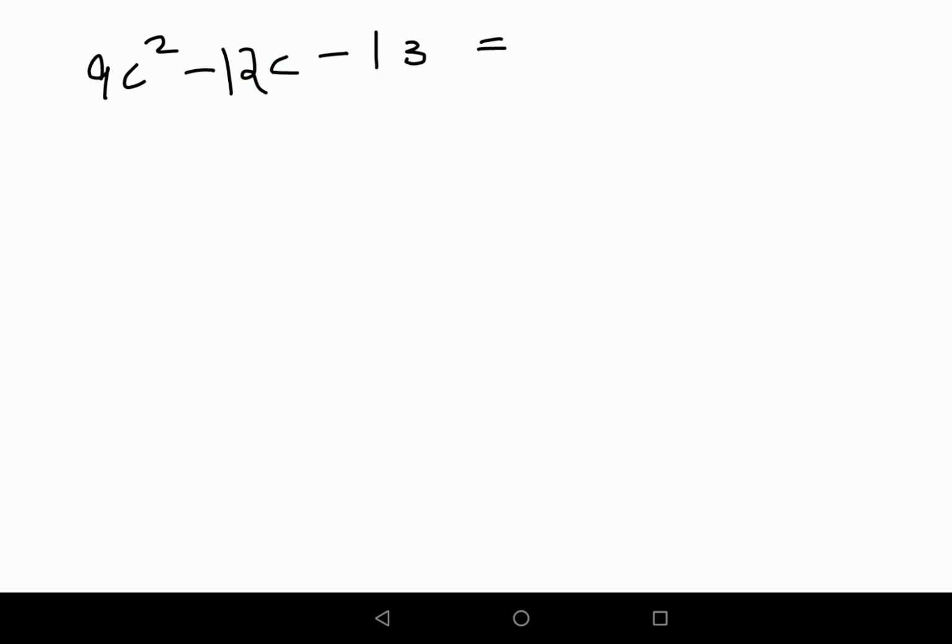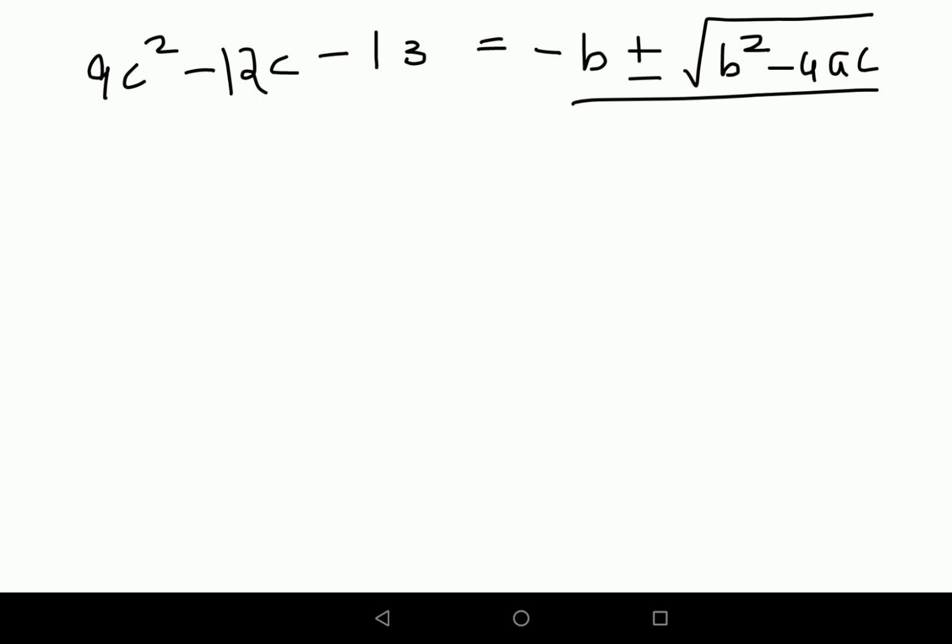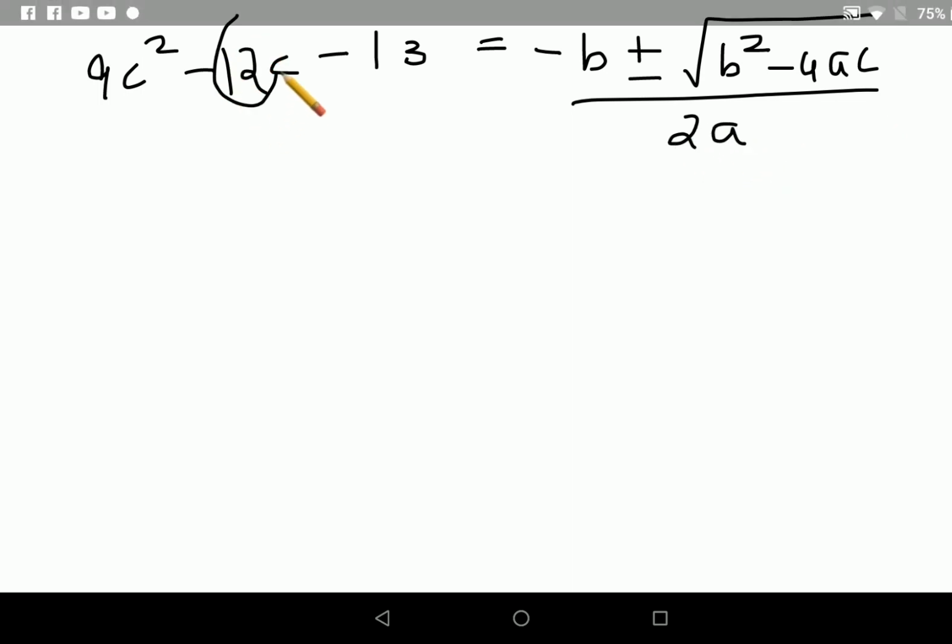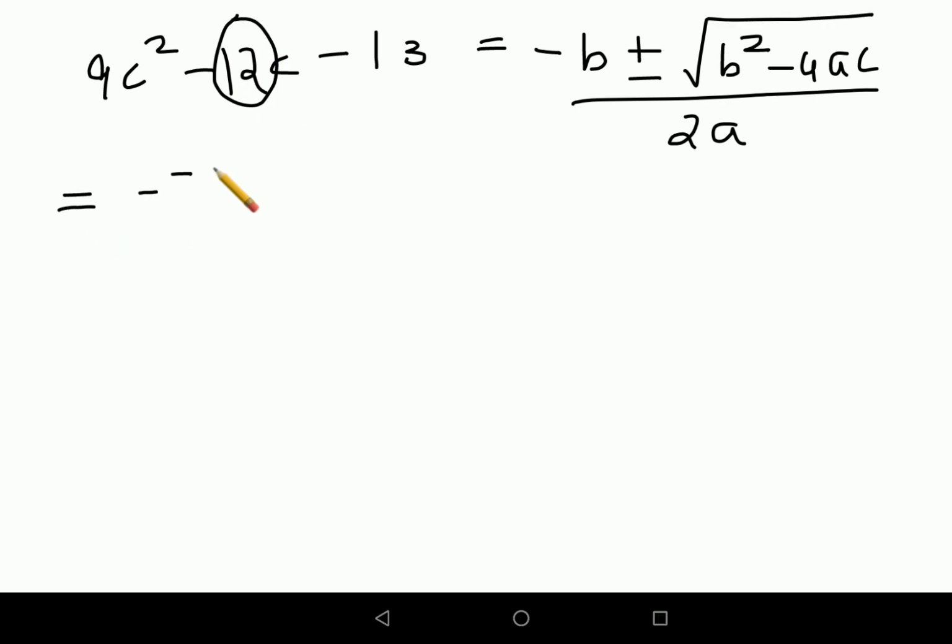So now since we know that we can't find the factors directly, we'll use the method of what? Minus b plus minus root of b square minus 4ac upon 2a. So now what is b? b is nothing but what? Minus 12. So minus of minus 12.